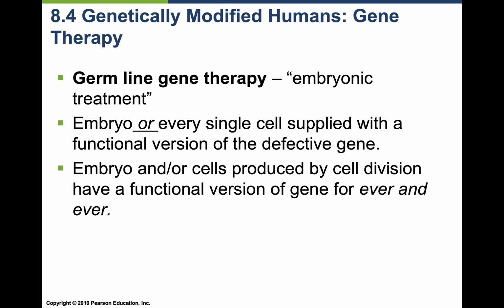So germline therapy is what we would call essentially an embryonic treatment. So you go in and you modify the embryo, or you find a way to modify every single cell. And those cells are all supplied with a functional version of the defective gene. The embryo and the cells that are produced by cell division have a functional version of the gene forever and ever and ever. It never changes.